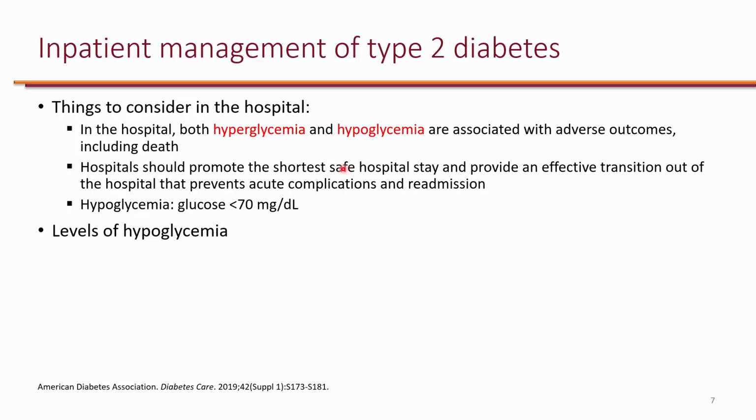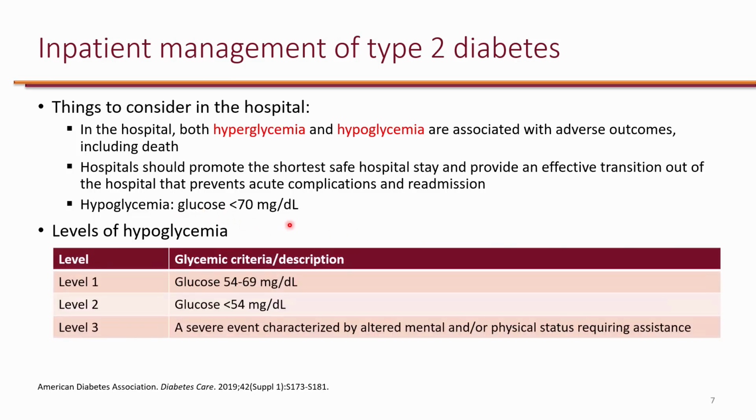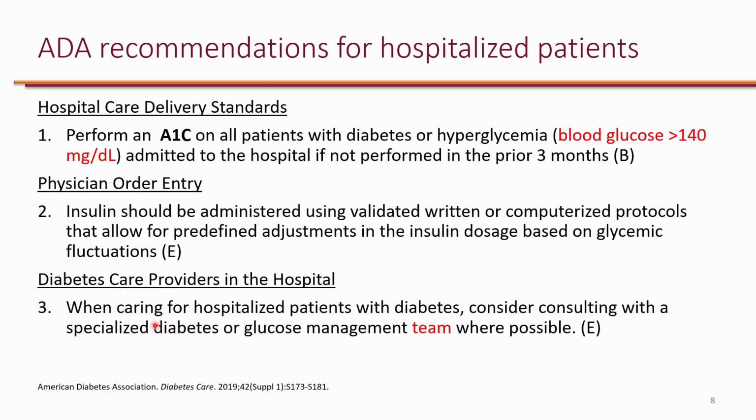Another thing to consider in patients who are hospitalized is that we want to promote the shortest safe hospital stay and provide an effective transition out of the hospital that prevents acute complications and readmission. When I talk about hypoglycemia, I'm using the American Diabetes Association definition, which is a glucose of less than 70. And further, there are 3 levels of hypoglycemia. The American Diabetes Association has 10 recommendations for inpatient management of type 2 diabetes.